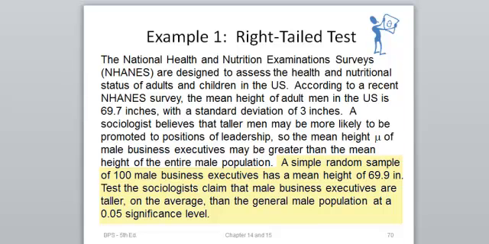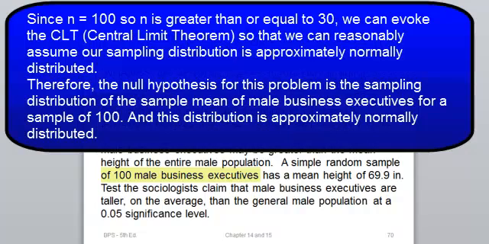0.05 significance level. So, first of all, we have to make sure that all the assumptions are met. They tell us that we have a simple random sample of 100 male business executives, so condition number 1 is met. Number 2, is the sampling distribution of the sample mean for samples of size 100 normally distributed? Well, since we have a sample size of over 30, we can invoke the central limit theorem. Therefore, the sampling distribution is approximately normal. And that sampling distribution is our null hypothesis.